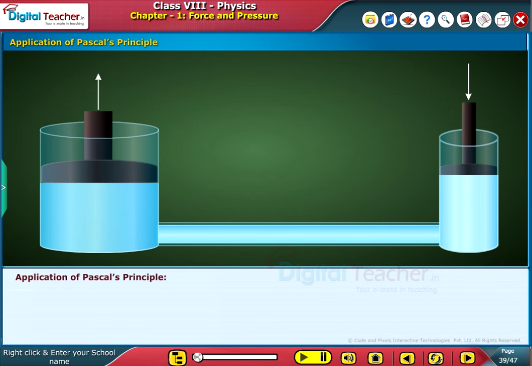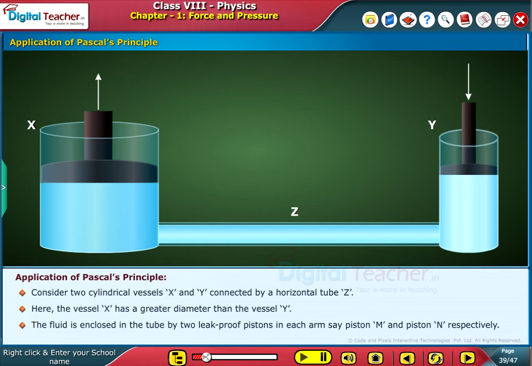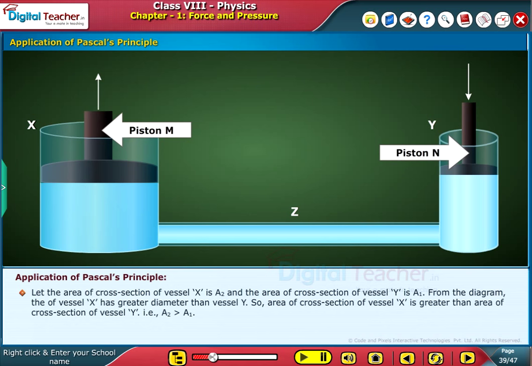Let us demonstrate the applications of Pascal's principle. Consider two cylindrical vessels X and Y connected by a horizontal tube Z. Here, the vessel X has a greater diameter than the vessel Y. The fluid is enclosed in the tube by two leak-proof pistons, one in each arm, say piston M and piston N respectively. Let the area of cross-section of vessel X be A2 and the area of cross-section of vessel Y be A1. From the diagram, vessel X has a greater diameter than the vessel Y. So, the area of cross-section of vessel X is greater than the area of cross-section of vessel Y, that is, A2 is greater than A1.